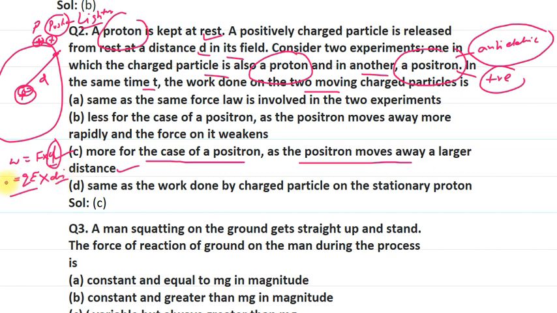So because of that, work done in time t is more on the positron in comparison to the proton, because it is lighter, it has more displacement in the same time t, and the proton has less displacement. So in case more of the positron, as the positron moves away a larger distance. So option C is the correct answer for this question number 2.